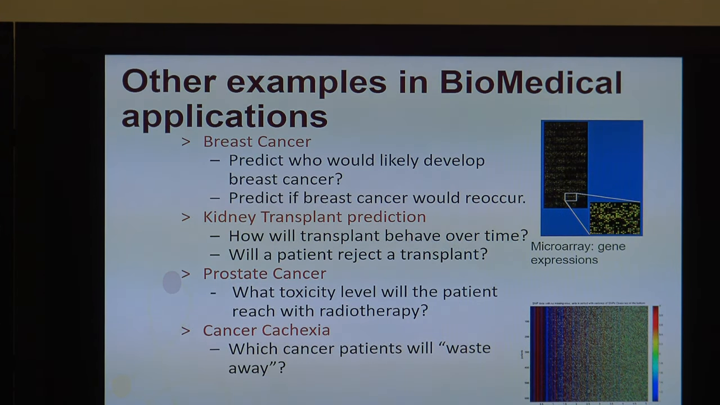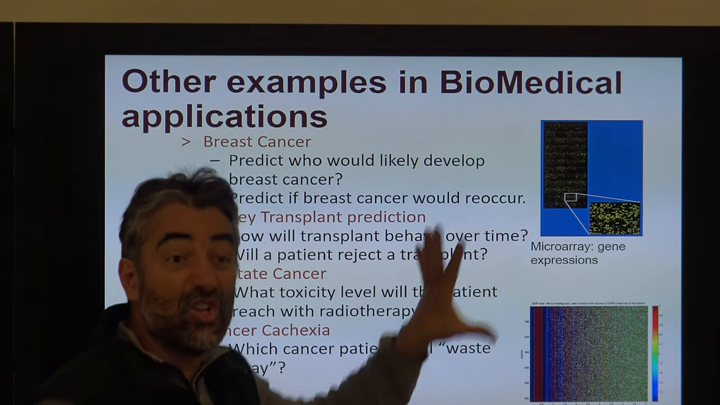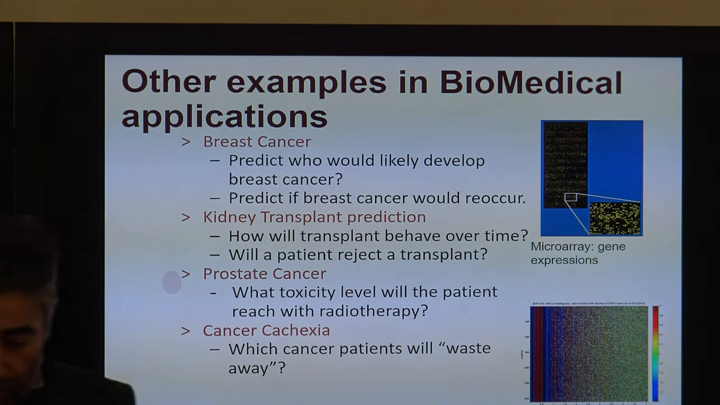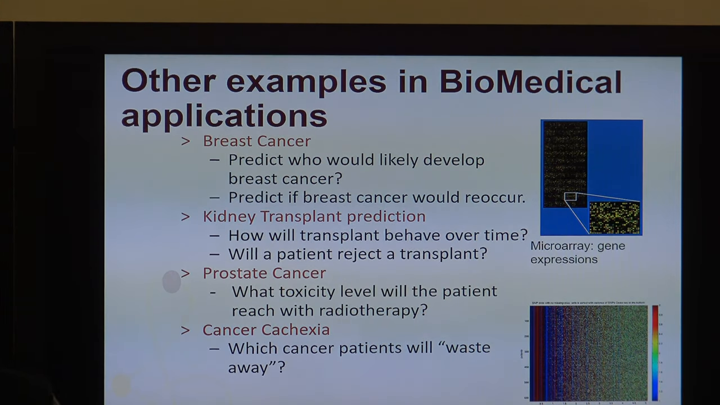For cancer cachexia, so this is the loss of muscle mass. And we do that either with microarray data or with SNPs. And I said in the beginning, it's not just that that we can use, and I'll show you other examples. But this is actually very, very useful indeed for precision health.